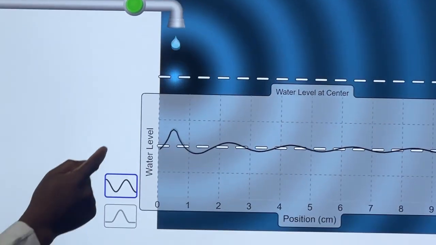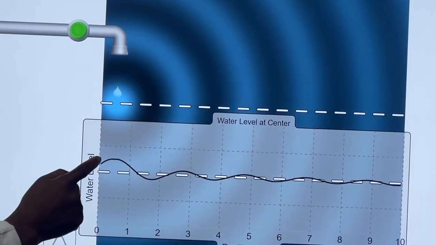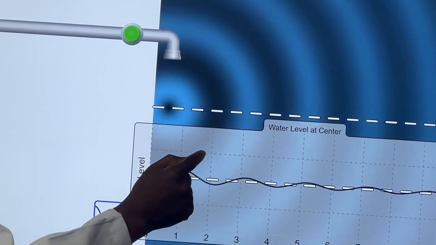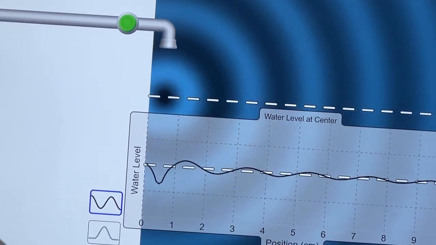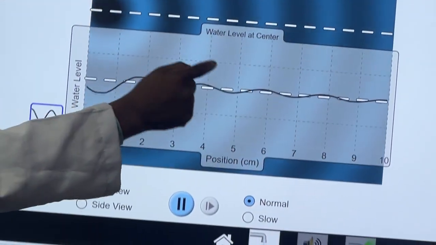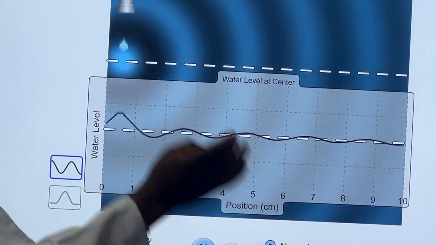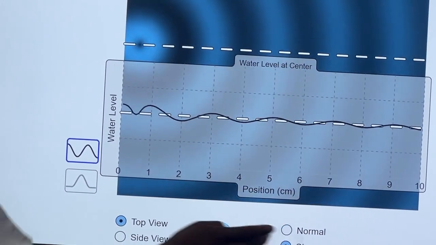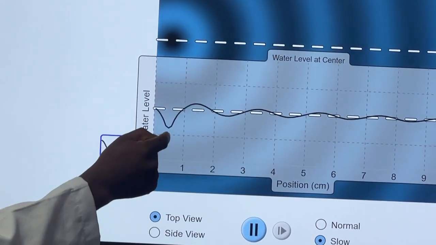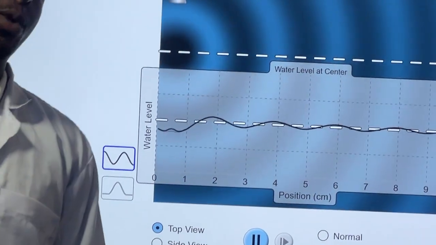Let me slow it down so that we can see the pattern again. This has been slowed down. The pattern of waveform, which is this trough, crest, trough, normal. It's very fast now. At the trough, the crest, the pattern of waveform, when I increase the amplitude and also the frequency. When I slow it, we can see it clearly. Your crest, your trough, your crest, your trough, and that's what is called the propagation of water wave.